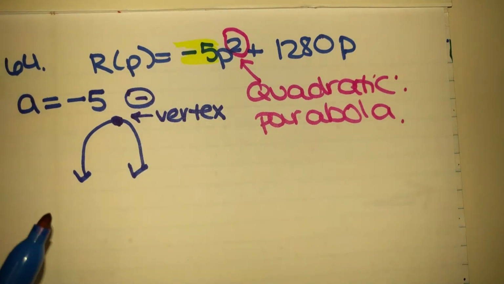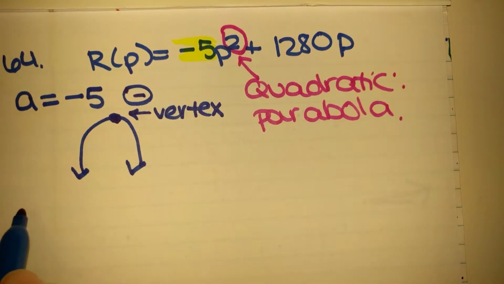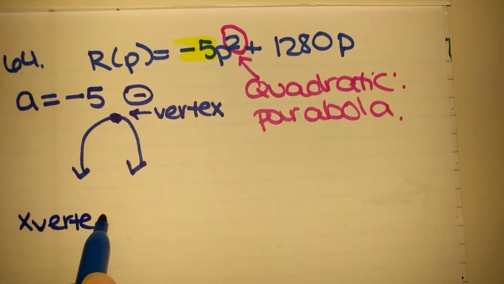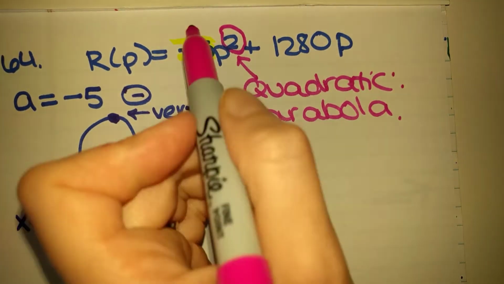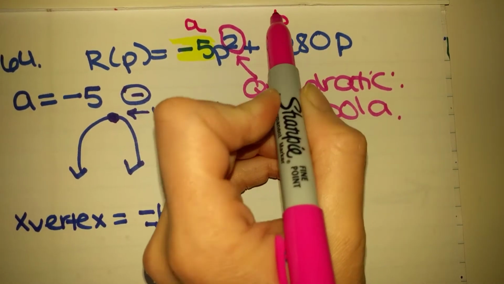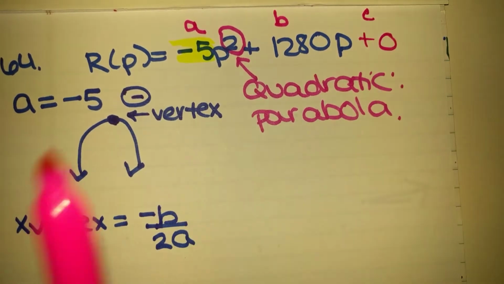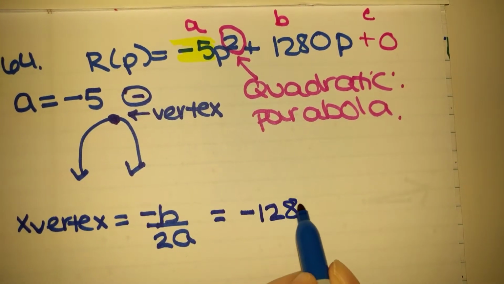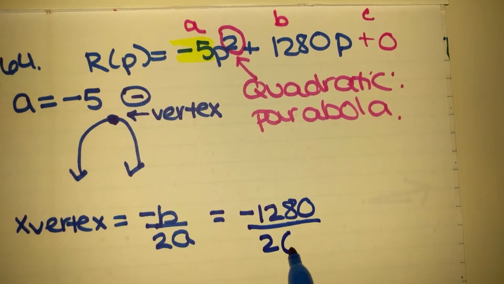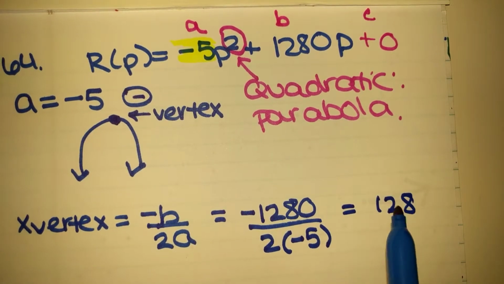Now, to find that peak point, because it's in general form, you would need to use the formula: the x vertex is -b over 2a. And remember, the a and the b we're talking about here are the same a and b that we talk about in the quadratic formula. So here, for example, c would be our +0. So our b is going to equal 1280, and our a will be equal to -5. So you work through that, you get 128.